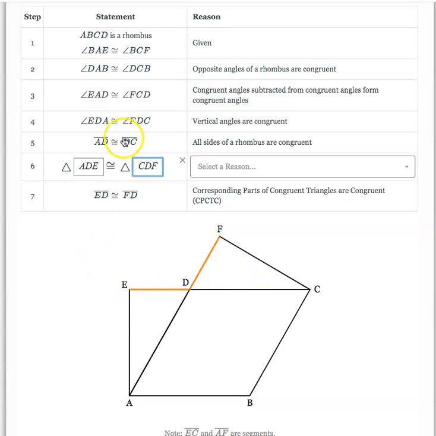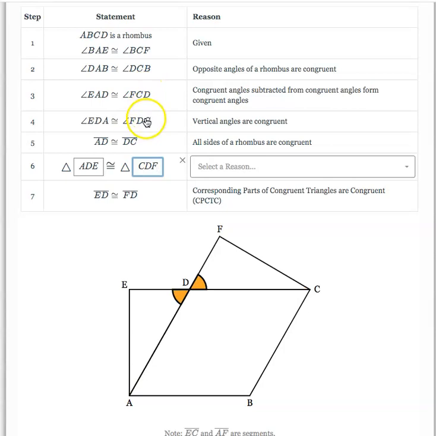Let's go back and see. The previous line had two segments congruent. Prior to that, two angles congruent. Prior to that, two more angles. So we've got two angles and a side. Is it going to be angle, side, angle, or angle, angle, side?